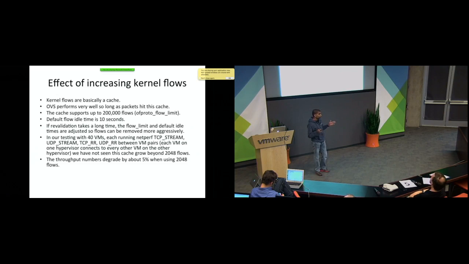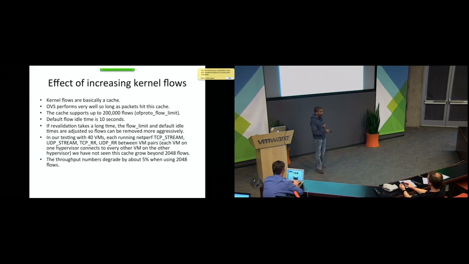And surprisingly, we have done different kinds of tests, and in all the tests we noticed that we get very good cache utilization. So the cache supports up to 200K flows. Although in all my tests with 40 VMs, I've never seen the cache grow beyond 2048 flows. Again, all our tests were based on netperf, all the VM tests. We did not have any other, more real life benchmarks.